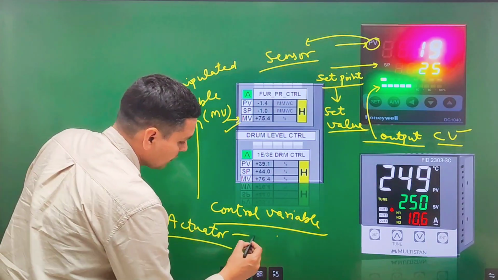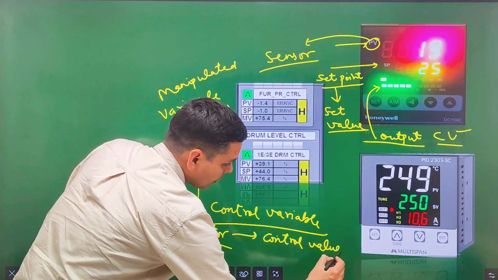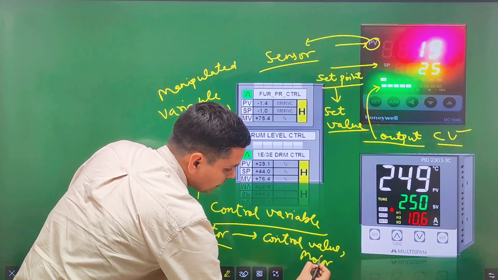In actuators, we will use a control valve, motor, etc.